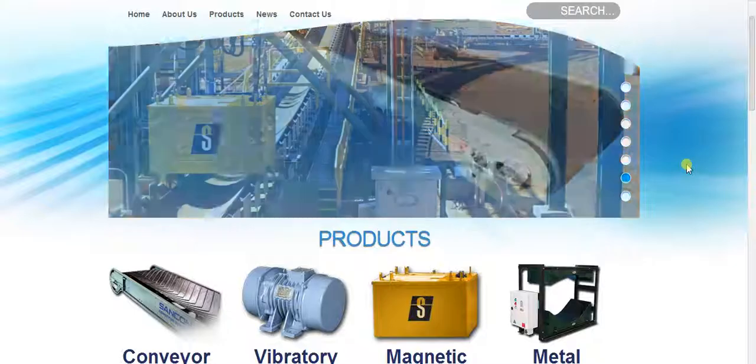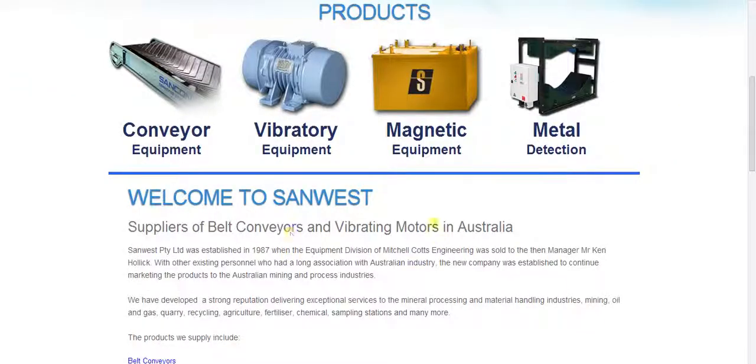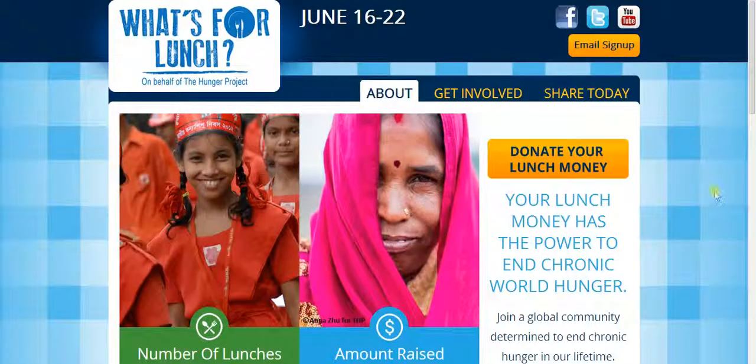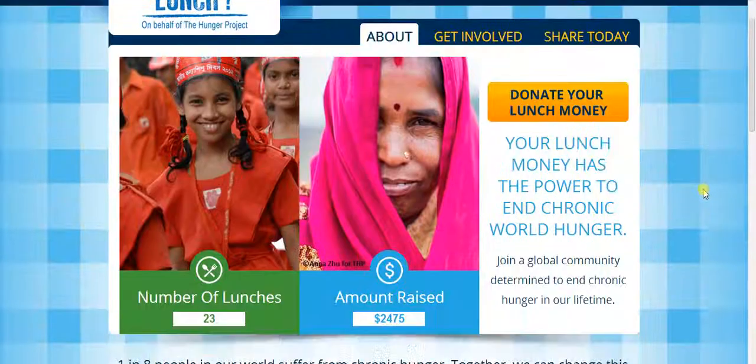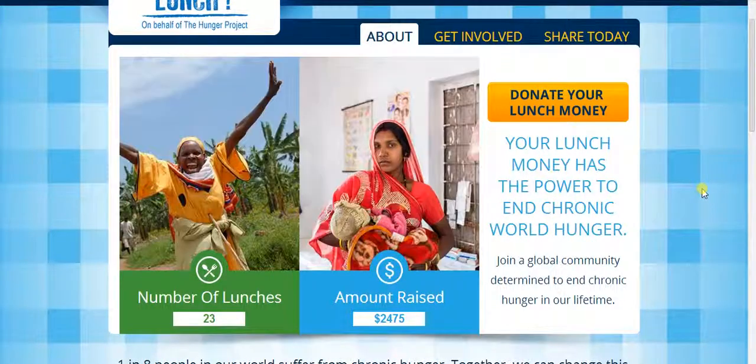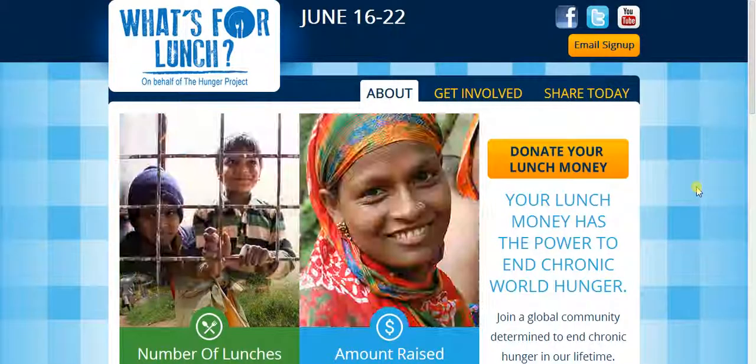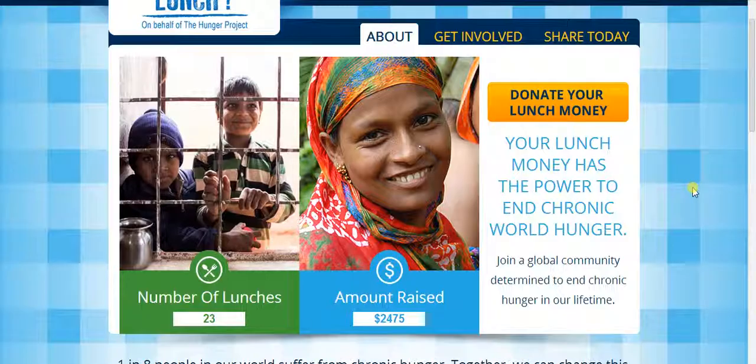So, in regards to the text and headings, a good example of a website that actually addresses the customer directly is one we designed for the Hunger Project. Now, the Hunger Project seeks to empower third world communities to provide their own food. And one of their projects is What's for Lunch, where people donate lunch money to the cause.